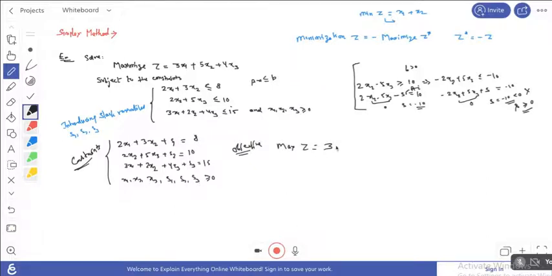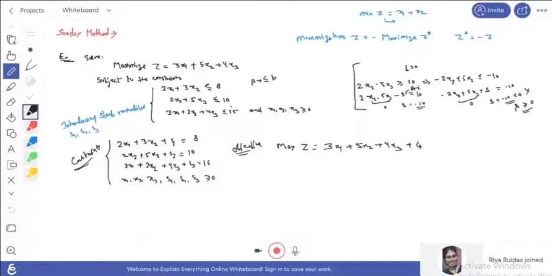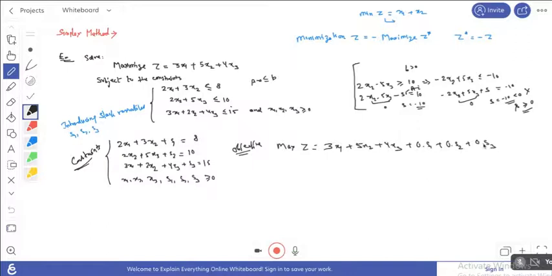In this case, x1 has cost 3, x2 has cost 5, and x3 has cost 4. Then here we introduce the additional variables S1, S2, S3. That's why the cost of those is 0, because there is no contribution in your objective function. Now we have to find out the value of Cj minus Zj.